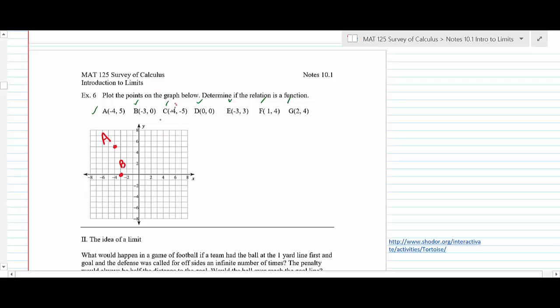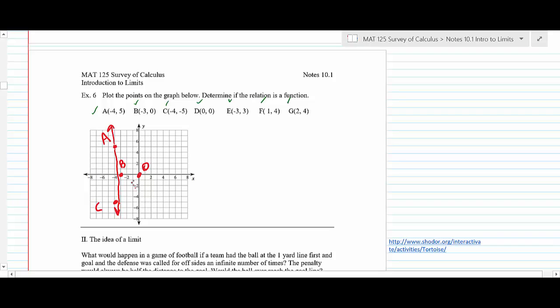And the next one, this is what makes it not a function. You're going left 4 and you're going down 5 like that. That's C. Now, if you did a vertical line right there, that would pass through 2 points, wouldn't it? Okay, so that's not a function. I mean, you could even do the vertical line test right there if you wanted to. That's not a function. Okay, then 0, 0's in the middle.